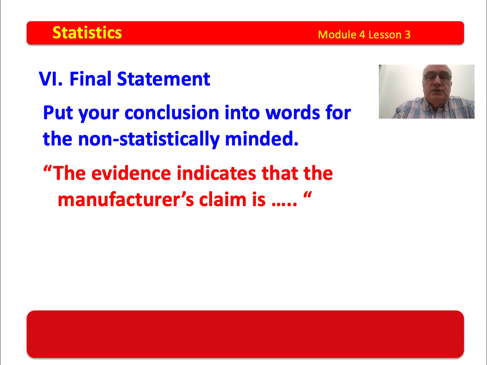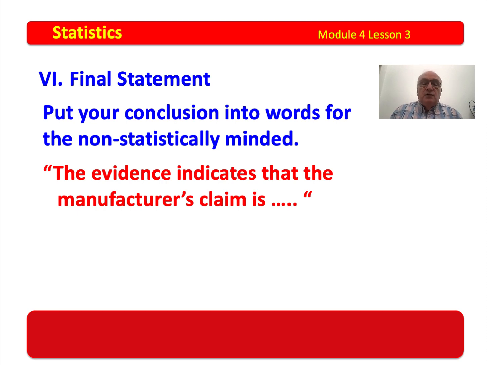Then you need to put this into a final statement. Think about you're a statistician for a company and your boss asks you, well, what did you find with your sample? You said, well, failed to reject H0. Your boss hasn't got a clue. You have to put it in words. The evidence indicates that the manufacturer's claim is upheld if you fail to reject H0. Or if you rejected H0, the manufacturer's claim is not true.